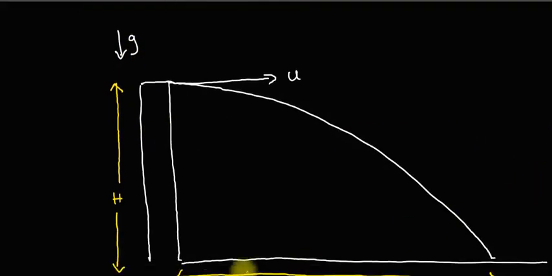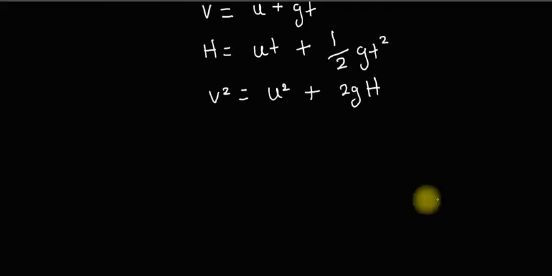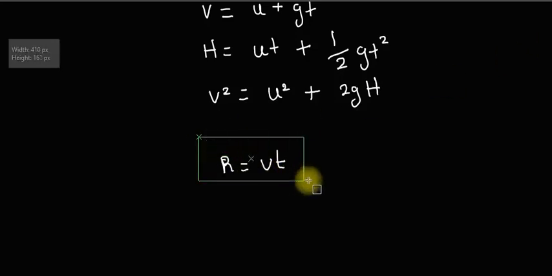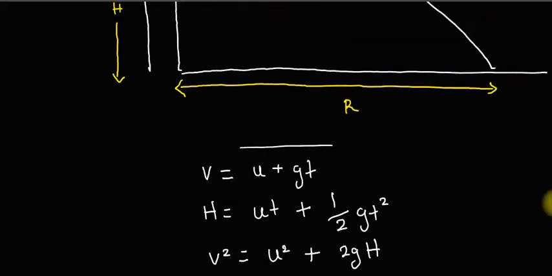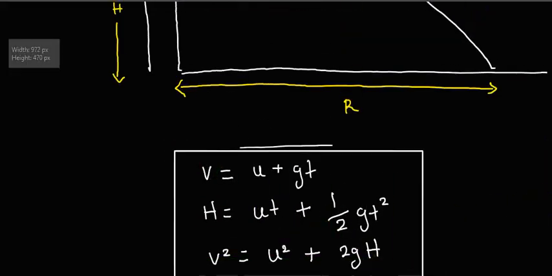But when you're asked to calculate anything concerning the horizontal component, for example the range, you use your simple formula, r equals vt. That's just it. So distance equals velocity times time. That's just the formula you use. And sometimes you can use it in conjunction with the three equations of motion.